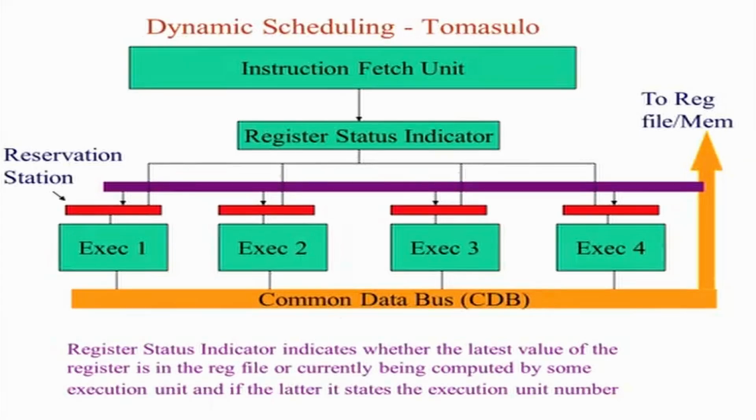The register status indicator again indicates whether the latest value of the register is in the register file, or it is currently being computed by some execution unit. If the latter is true, then the register status indicator will store the number of that execution unit, so that somebody who wants to use it will know which execution unit is currently processing it.